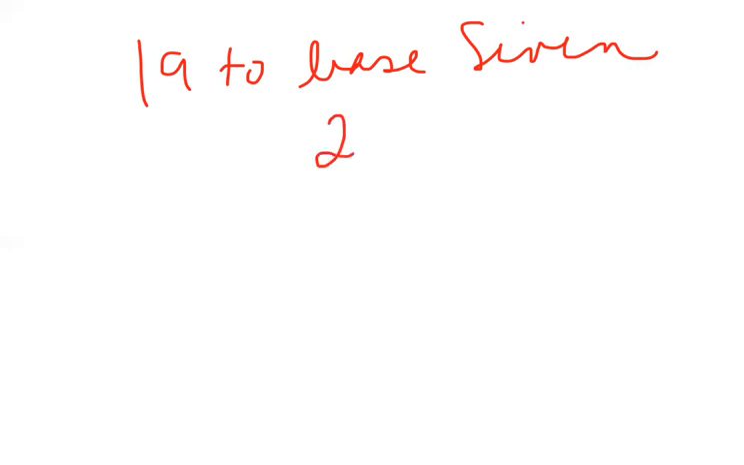19 to base 7. Okay, last one. 7 goes into 19 how many times? 2 times, with what left over? 5. So it's 25 base 7. And guys, that's it.